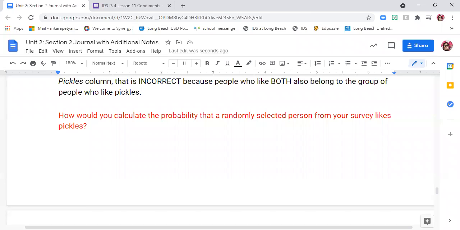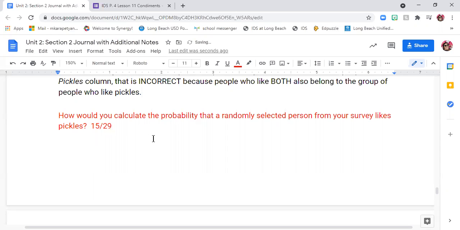What do you guys think? How do you get the probability here? Come on, participate. Thank you, Evelyn. Thank you, Vicky. Yes, divide. 15 divided by 29, our total, right? So over here, we'll have 15 divided by 29.